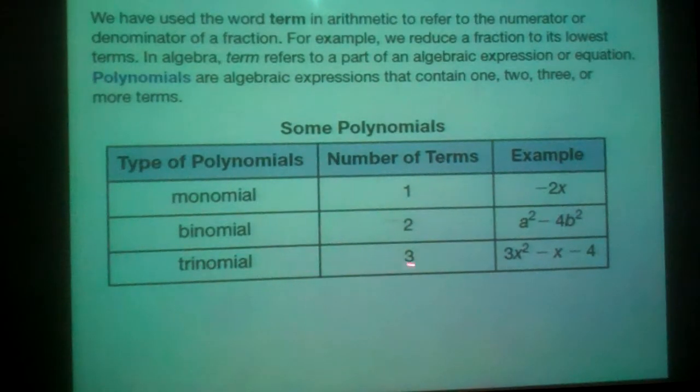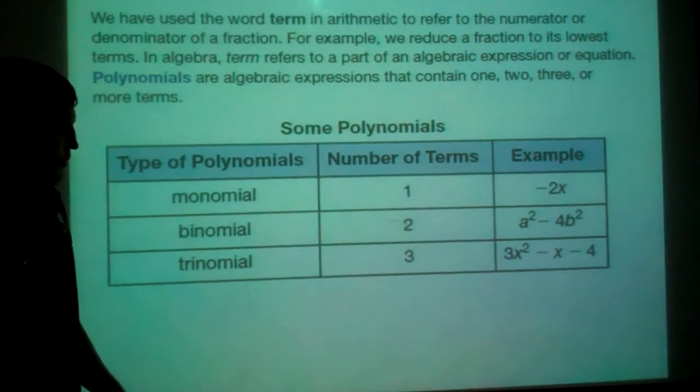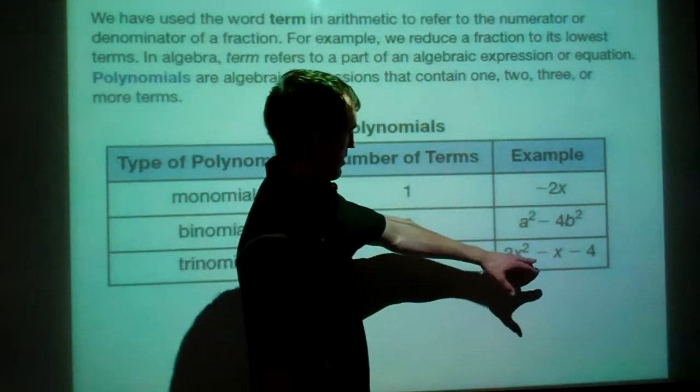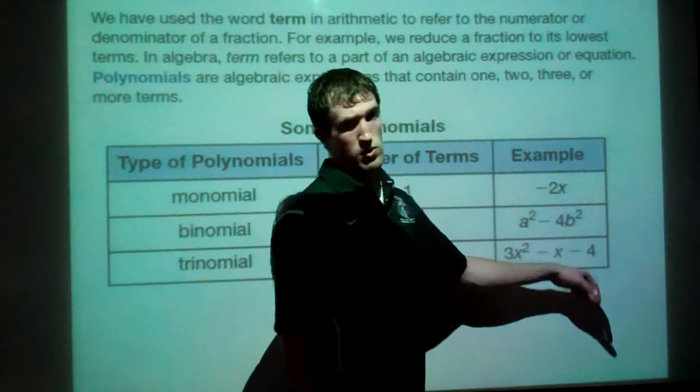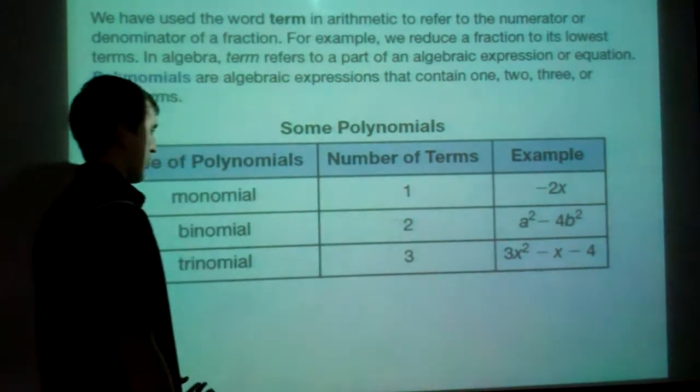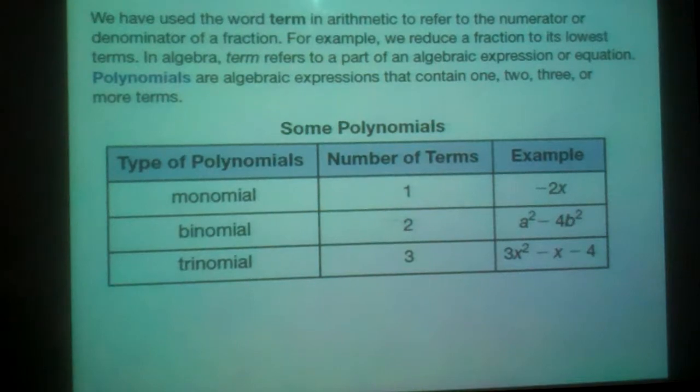A trinomial has three terms, and that's these three right here: 3x squared, a minus x, and a minus 4. Now we're going to find out that we can treat minus x as a negative x, and minus 4 as a negative 4. Same thing, we can do that.